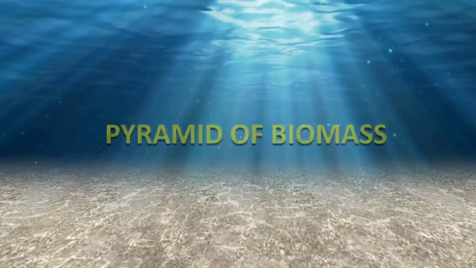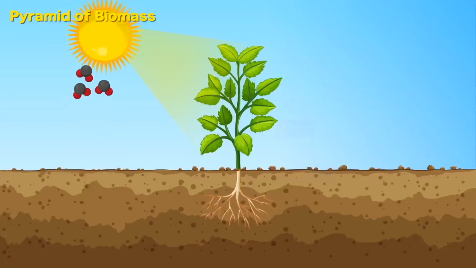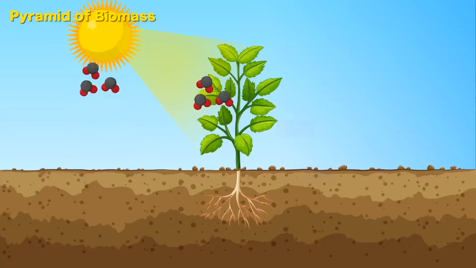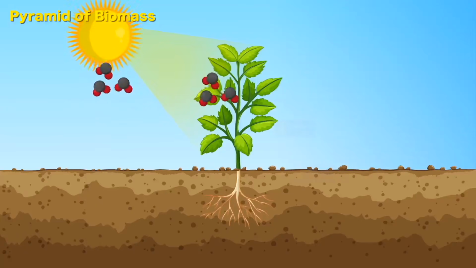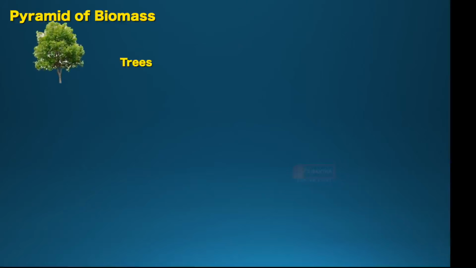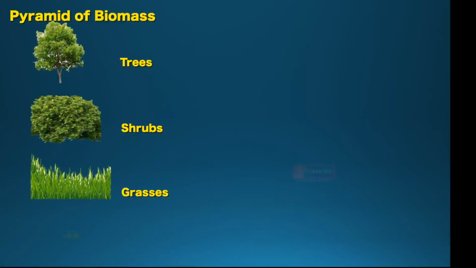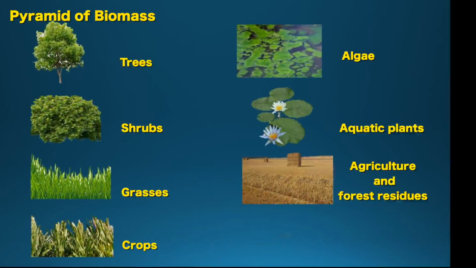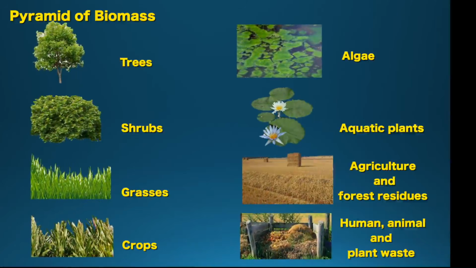Pyramid of biomass. Biomass is an organic material of biological origin that is derived from the fixation of carbon dioxide by trapping solar energy during photosynthesis. This includes trees, shrubs, grasses, crops, algae, aquatic plants, agriculture and forest residues, and all forms of human, animal, and plant waste. In other words, biomass is the part in any plant or animal that can be converted into energy.